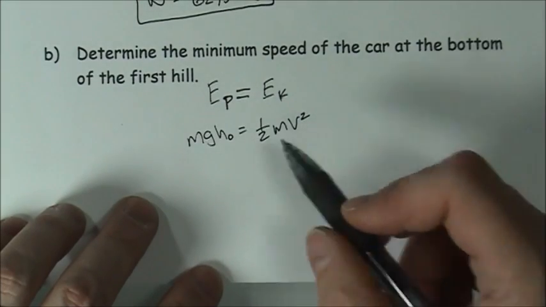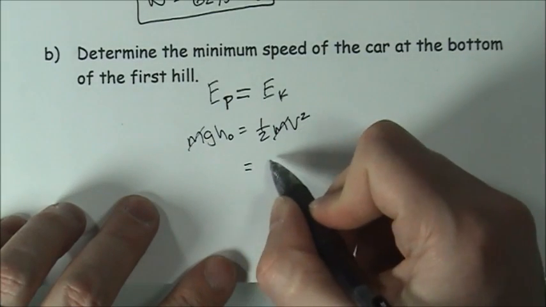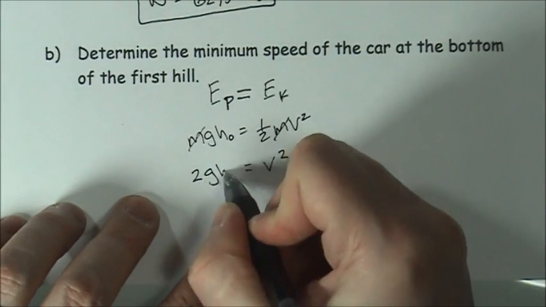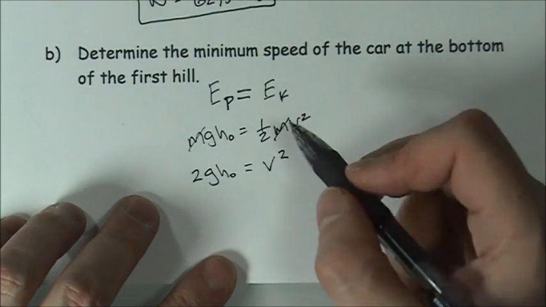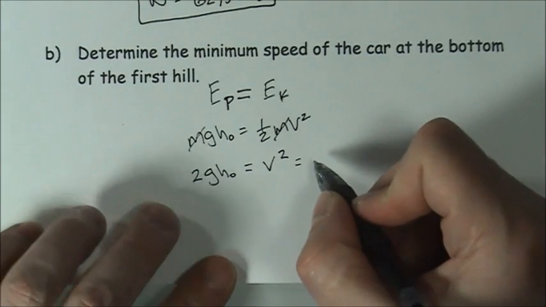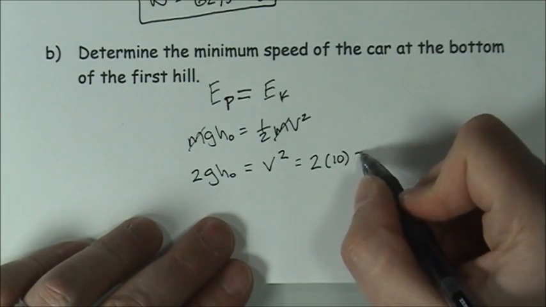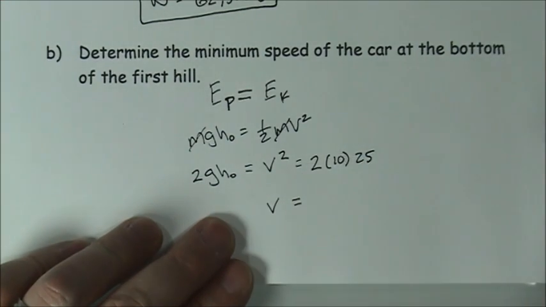I know that it will not depend on the m's, and I will end up with just this equation: v squared is equal to 2gh naught. I'm going to multiply by 2 to get rid of that 1/2. That'll move it over to the other side, and now we can go ahead and plug those numbers in. 2 times 10 for gravity times the height of 25. And then don't forget you need to square root that.